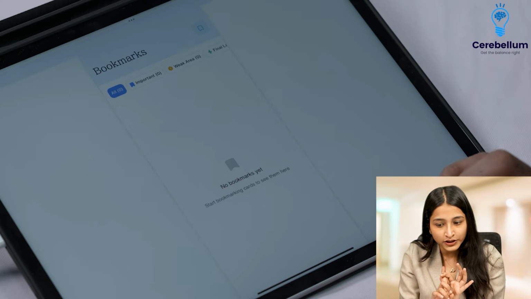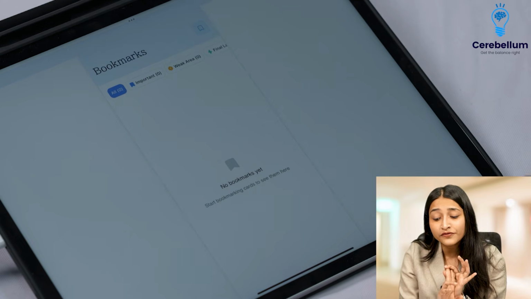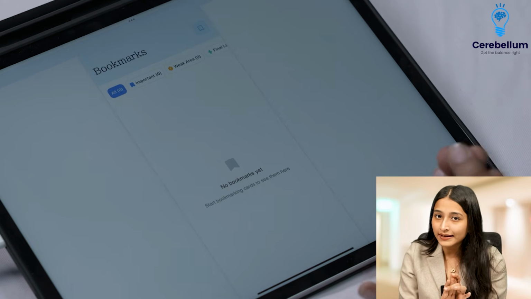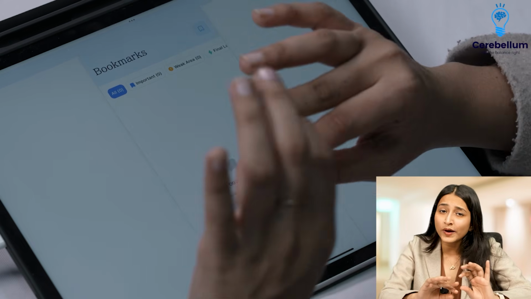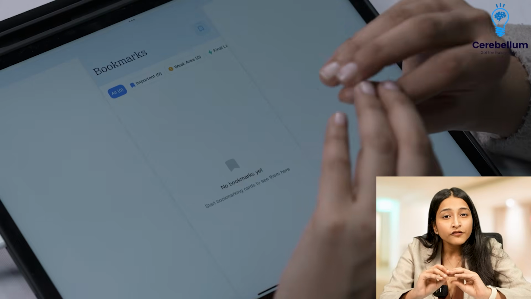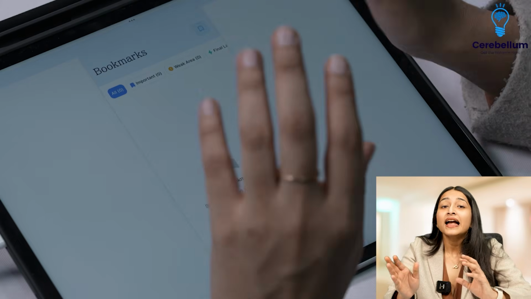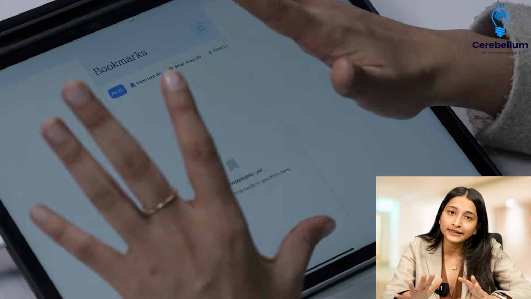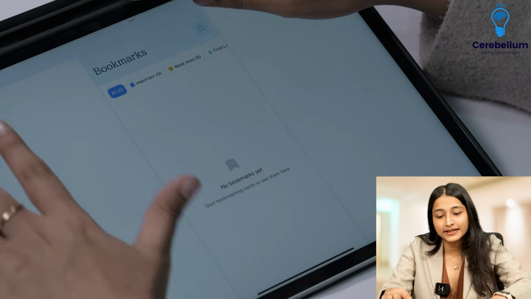One is the normal important bookmarks. Second is the weak area. And third is the final lap. Final lap consists of those very high yielding flashcards you want to look at and quickly flip over in your final days, just before the exam.